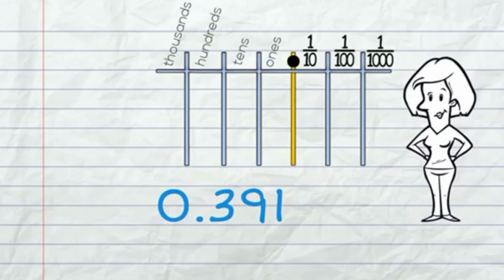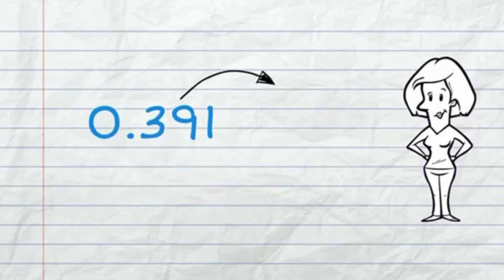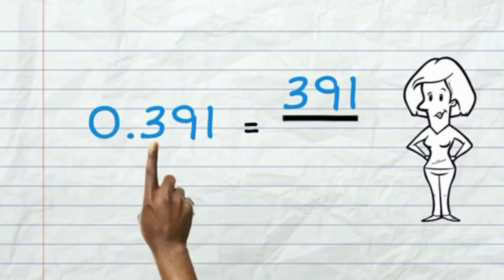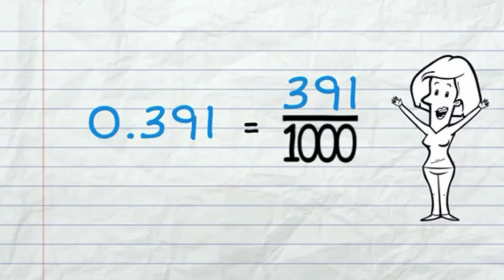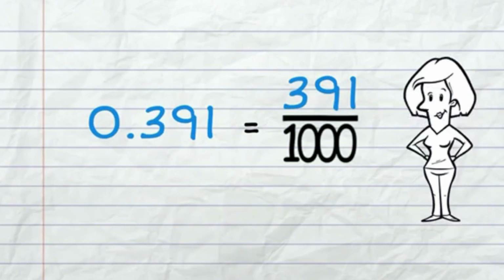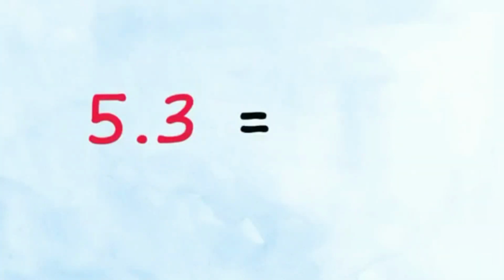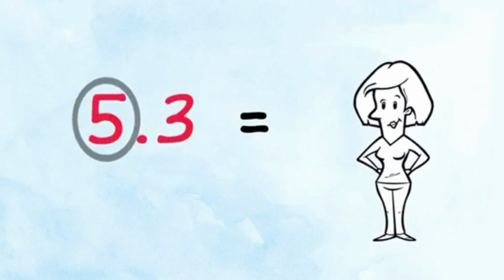We don't even really need to use a chart at all, do we? 391 is our numerator. Just name the columns to find the denominator. Tenths, hundredths, thousandths. 391 over 1000. OK, what about this number? 5.3. Well, we know what to do with the decimal part, but how about that 5?